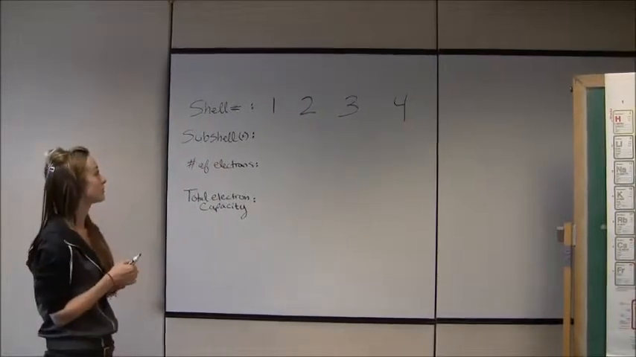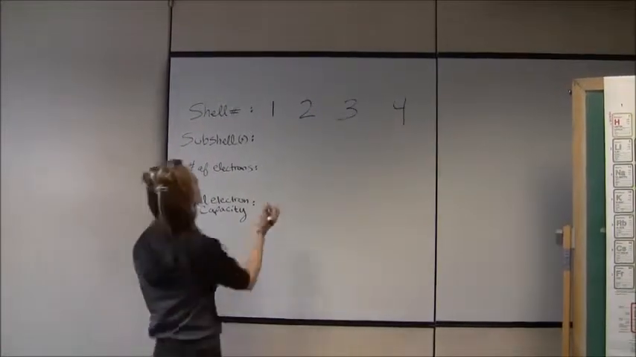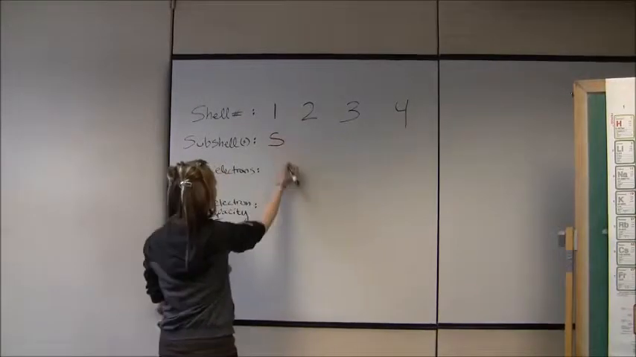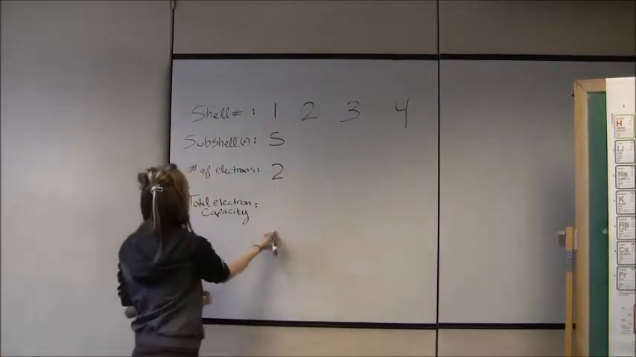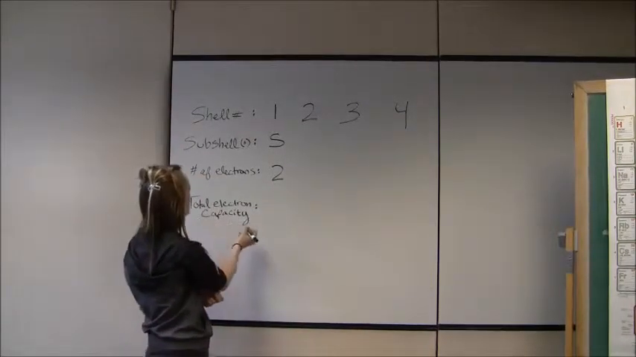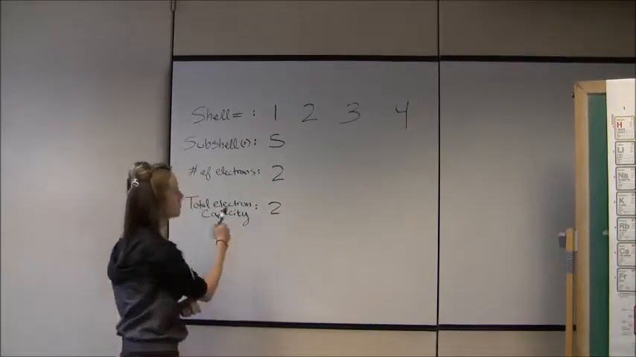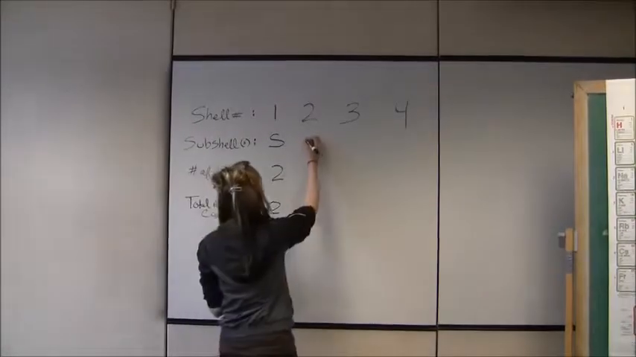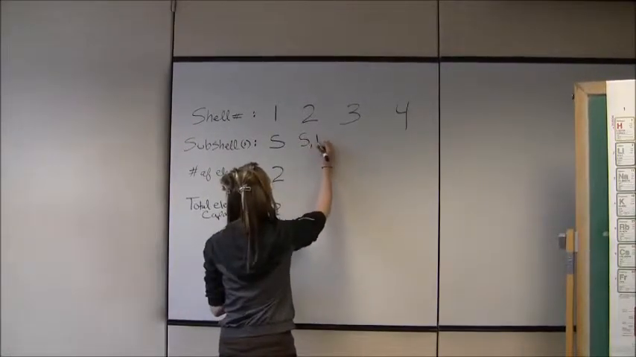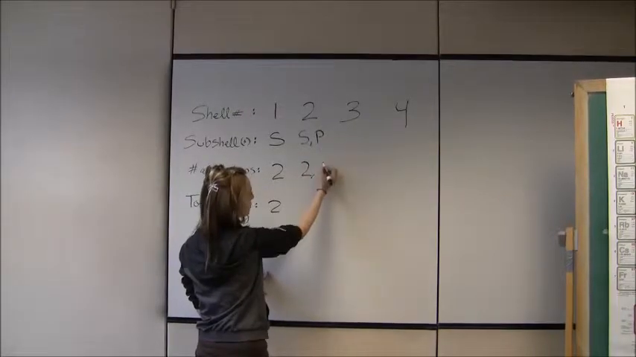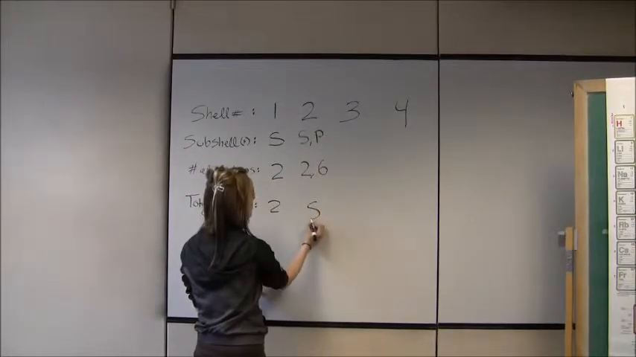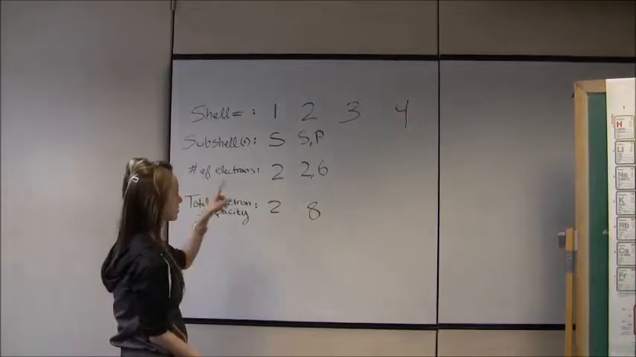For shell number 1, the subshell is going to be S, and an S subshell can hold 2 electrons. So you will have a total electron capacity of 2 electrons in shell 1. In shell 2, you have subshells S and P. S again will hold 2 electrons, and P will hold 6, for a total of 8 electrons in shell 2.